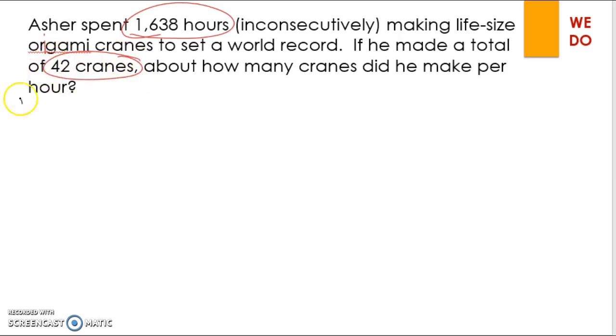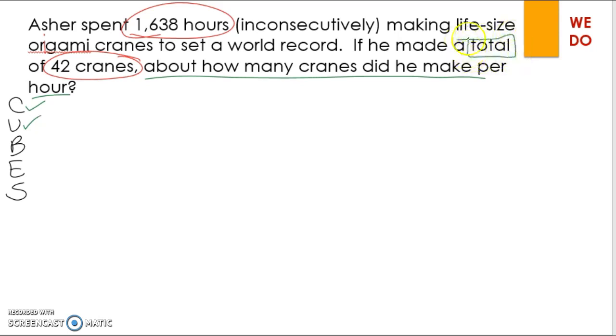Well, I can tell using cubes that this is our question, and we've circled our numbers, and we should box the action words. How many cranes? We've got a total here, and then we want to know how many. And now we're going to evaluate. I can tell by this question that it is a division question.